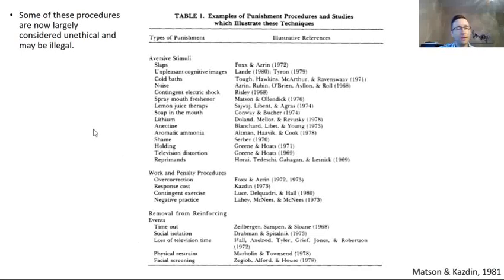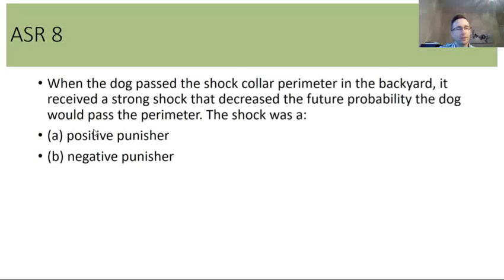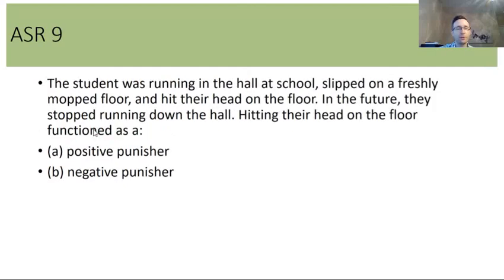Okay, let's do some ASRs. ASR 8: when the dog passed the shock collar perimeter in the backyard, it received a strong shock that decreased the future probability the dog would pass the perimeter. The shock was A, a positive punisher, or B, a negative punisher. A couple more seconds. Alright, I'll go ahead and close the poll, and the answer is A, positive punisher.